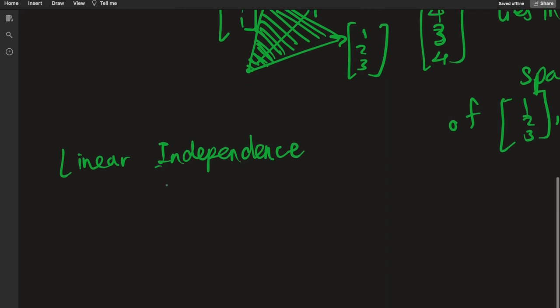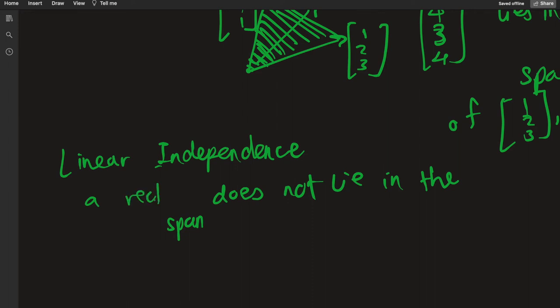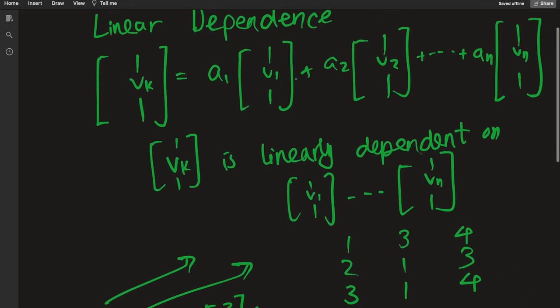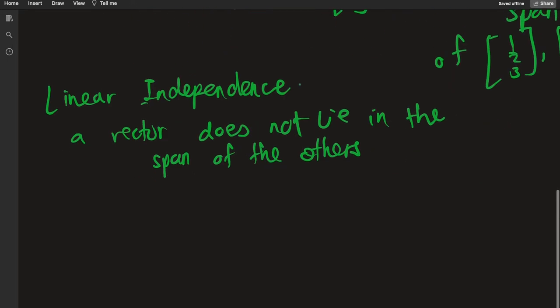Now, linear independence is just the opposite, which means you cannot express a vector as a linear combination of the others. So one vector doesn't lie in the span of the others. By the way, in this linear dependence definition, v1, v2, vn are mutually linearly independent, because if they were dependent, we could just club whichever ones were linearly dependent on each other, choose a better coefficient and write them as one vector. So a vector is linearly independent if it does not lie in the span of the others.